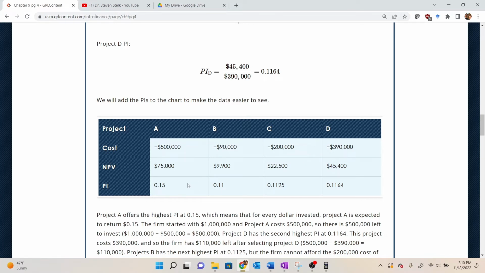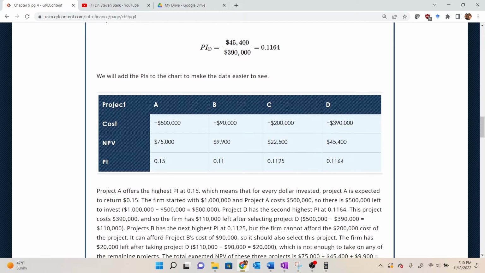And the next most attractive project is Project D. It has the next highest profitability index, and it has a cost of $390,000. So we have $500,000 left. We can accept Project D, and we would, right? And then after we take that $500,000 we have left, subtract out the $390,000, we now have $110,000 left of that original $1 million to invest.